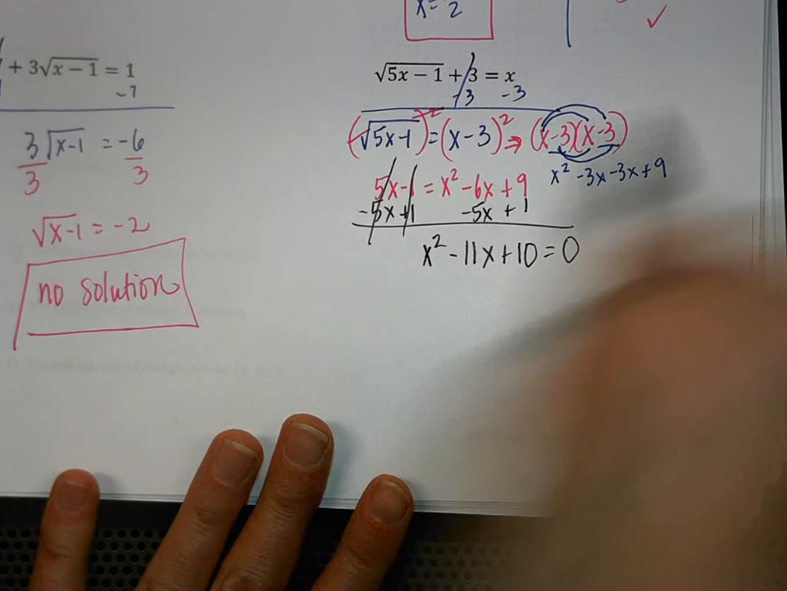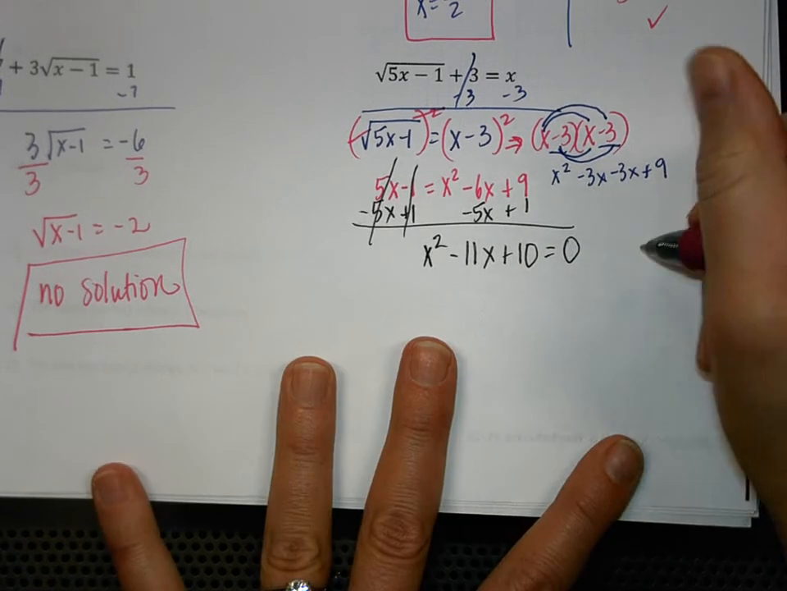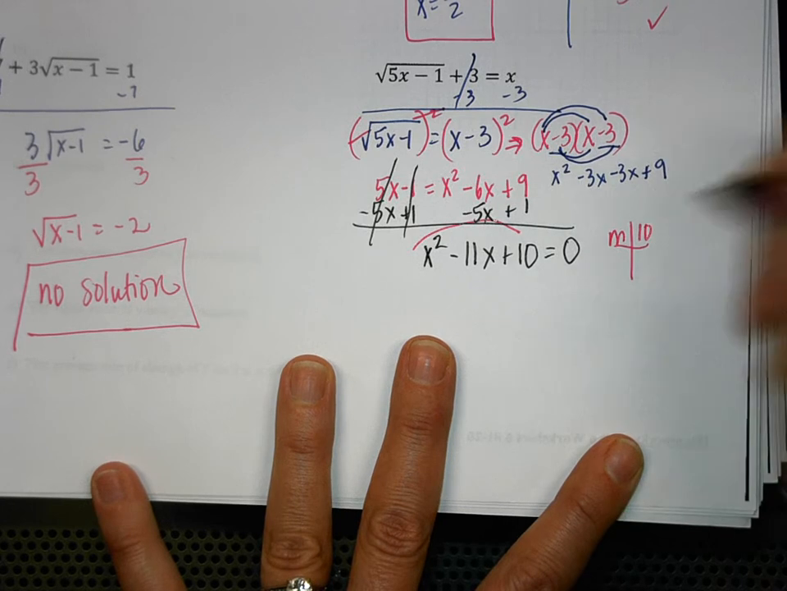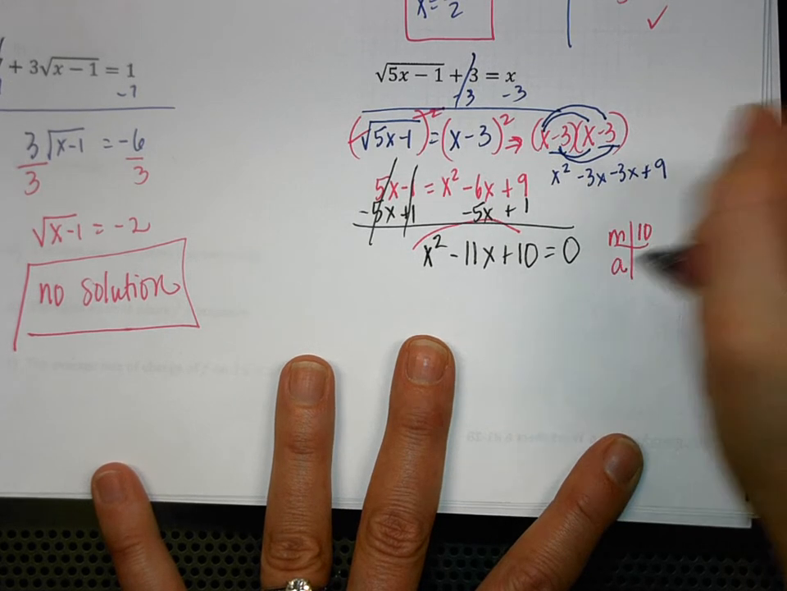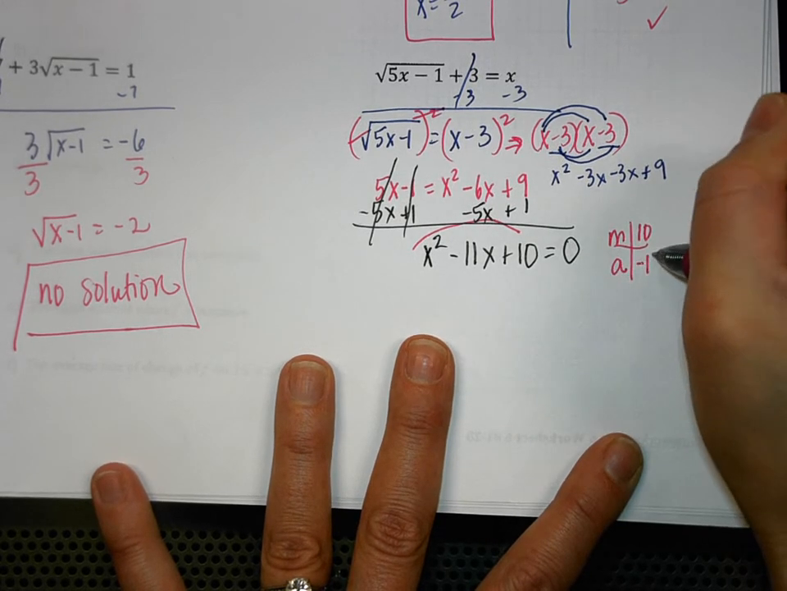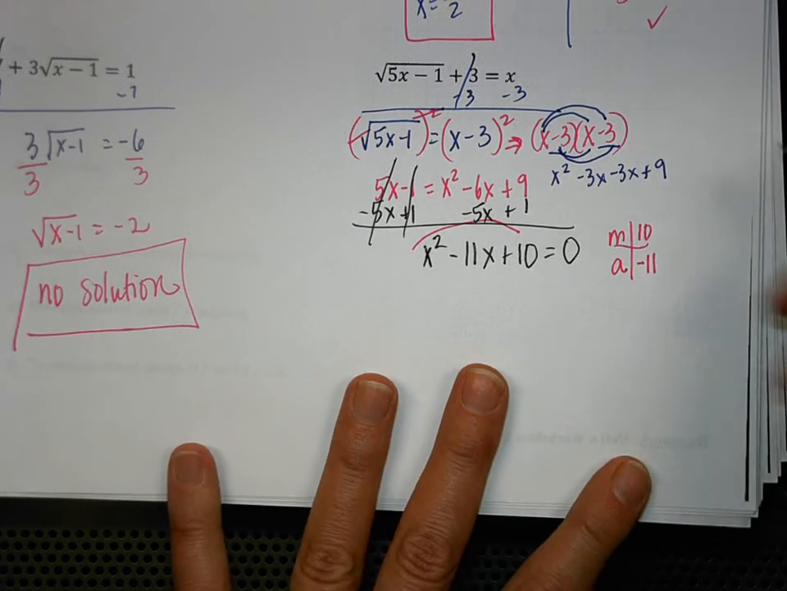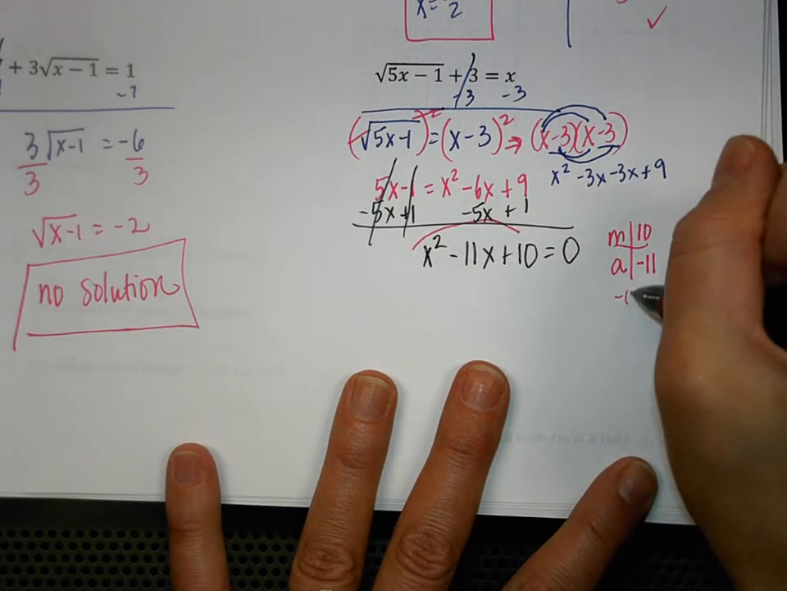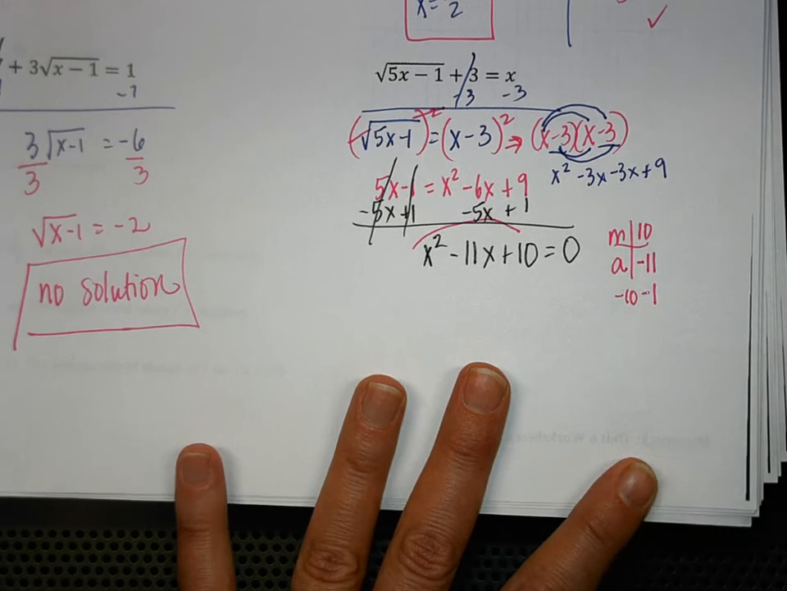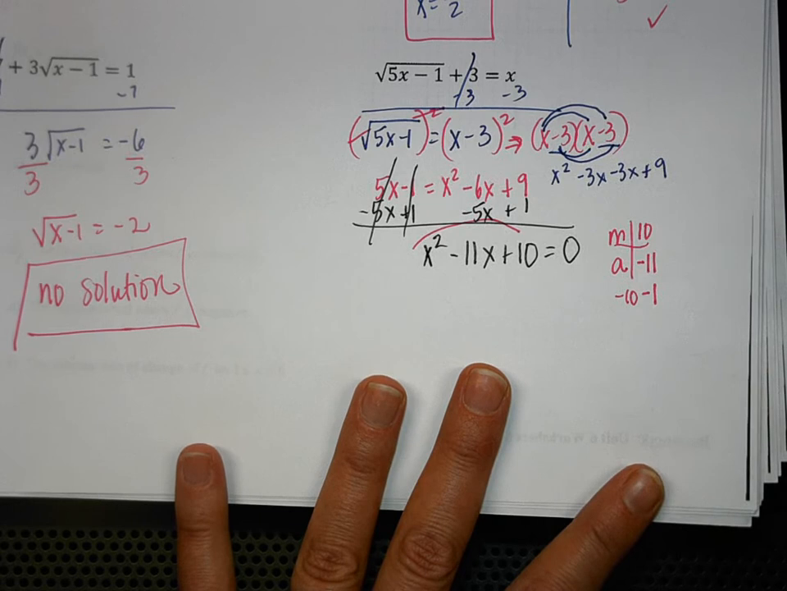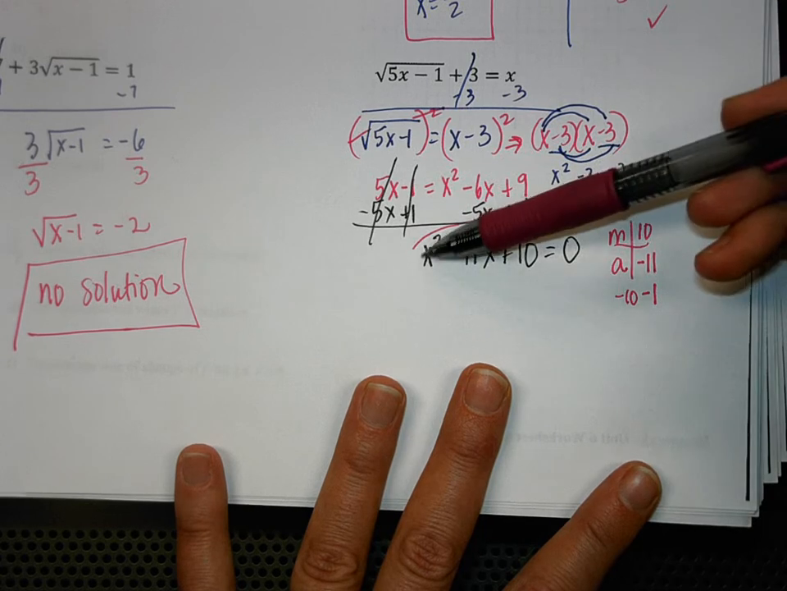So now to factor, what is my multiplication number? My multiplication number is 10. My adding number is -11. What two numbers will work? -10 and -1. So does that multiply to be 10? They add to be -11. Can I use my shortcut? Yes. And how come I can use it? There's no coefficient in front.